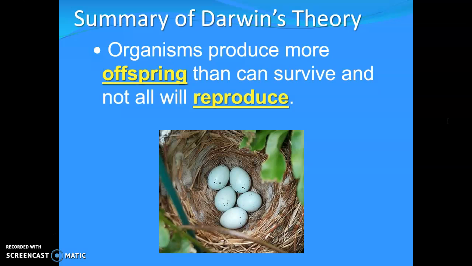So if you think about insects, if you think about birds, they have more babies than will actually survive. How many times do you see a bird's egg that didn't hatch on the ground when you go outside? Or how many insects, especially insect babies, become prey to other species.